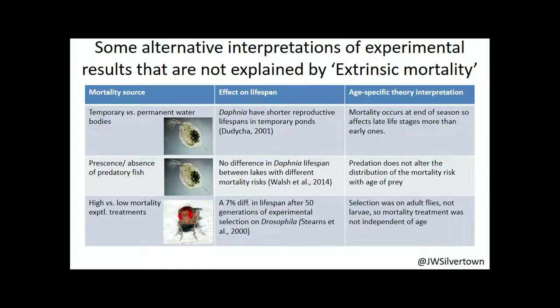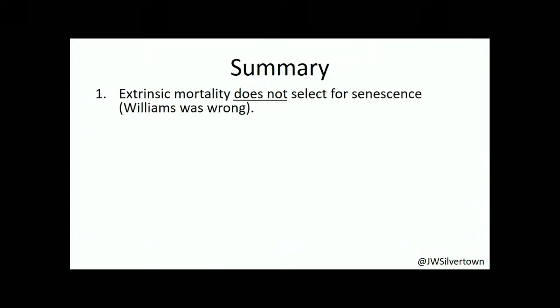This is probably the best known one, a huge experiment by Stephen Stearns. And again, he said he was applying extrinsic mortality, but actually he was just removing adults. So there are larvae in the life cycle as well, and they weren't affected. So it's actually very difficult to test this idea, and most of the experiments that have been done on this could be interpreted differently. So let me just summarize.